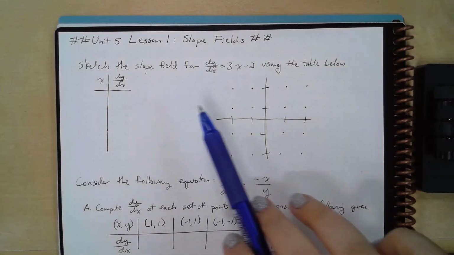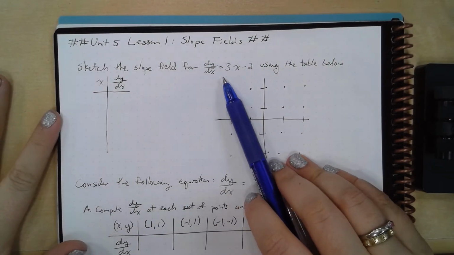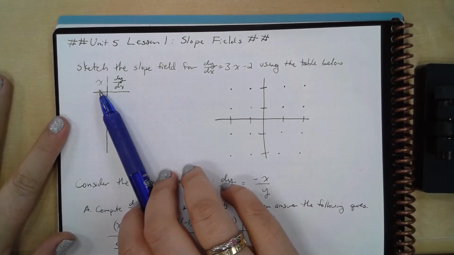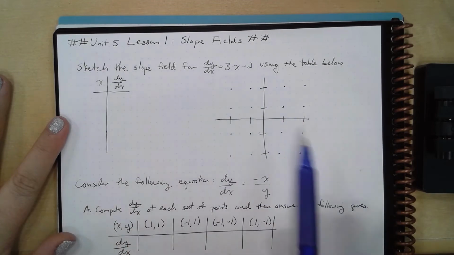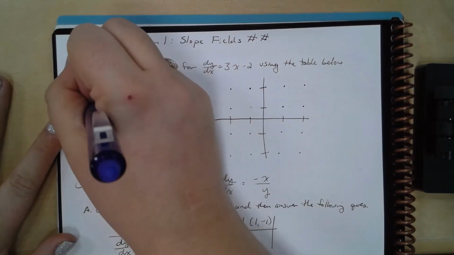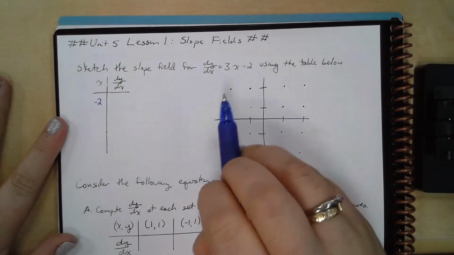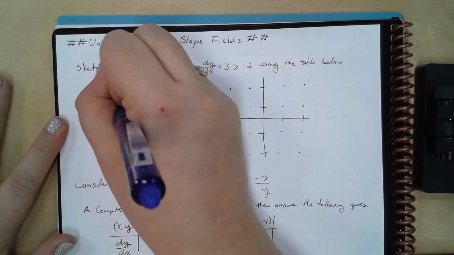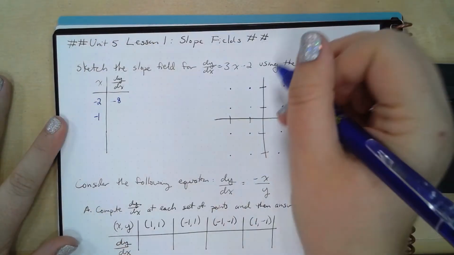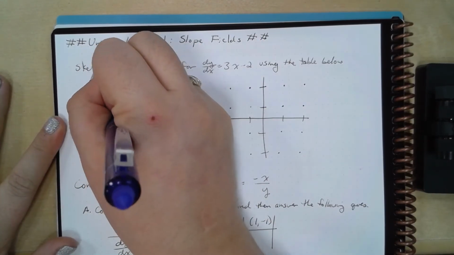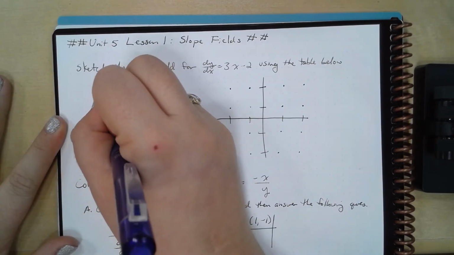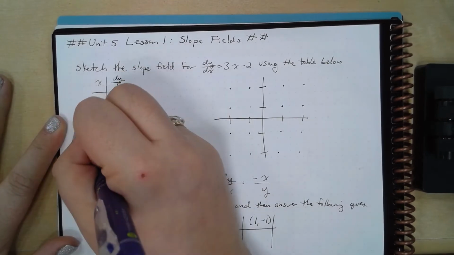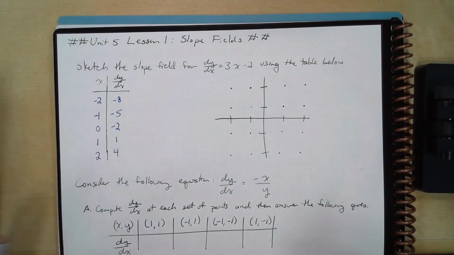So we're asked to sketch the slope field for dy over dx equals 3x minus 2 using the table below. So we're going to put in values for x, we're going to get dy/dx, and we're going to draw this slope field. So if x is equal to negative 2, then dy over dx is going to be negative 6 minus 2, negative 8. If it's negative 1, we're going to have negative 5. 0 will be negative 2. 1 will be 1. And 2 will be 4. Okay, so we've got those values.